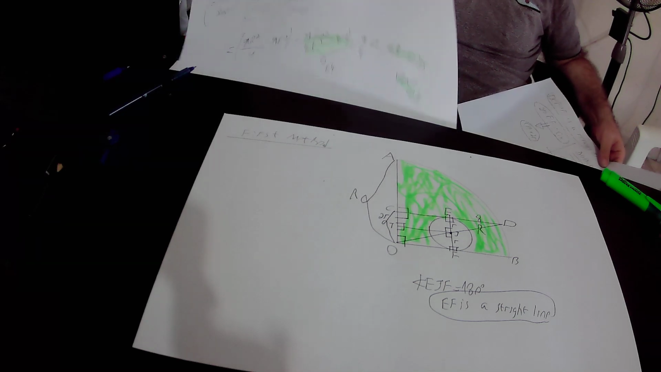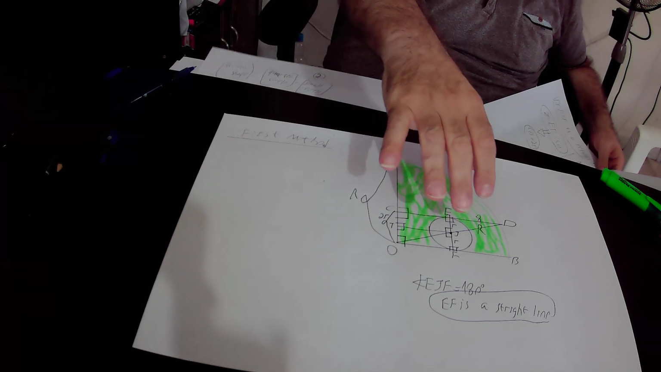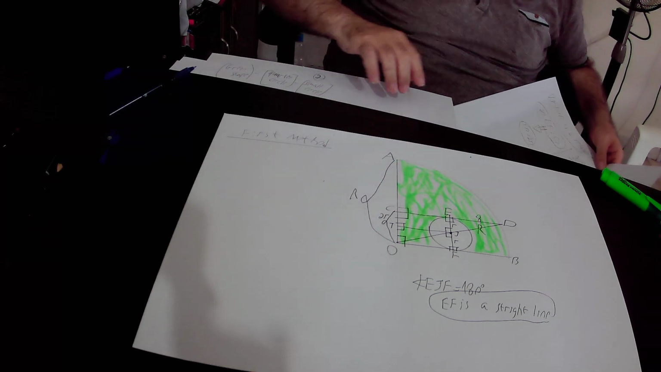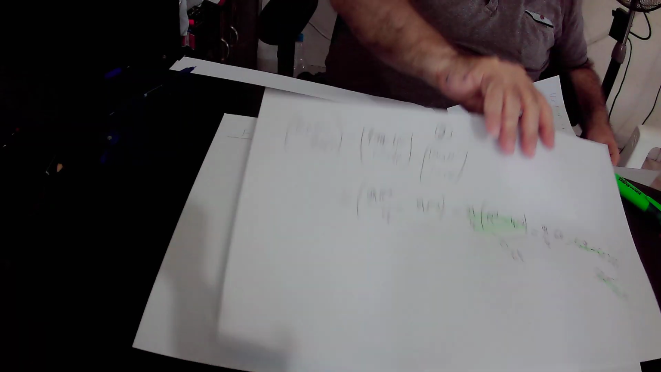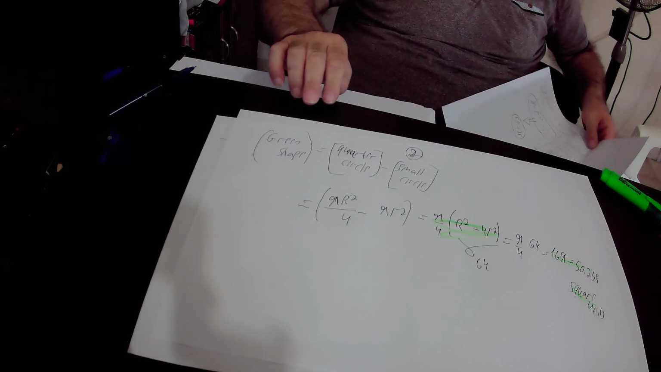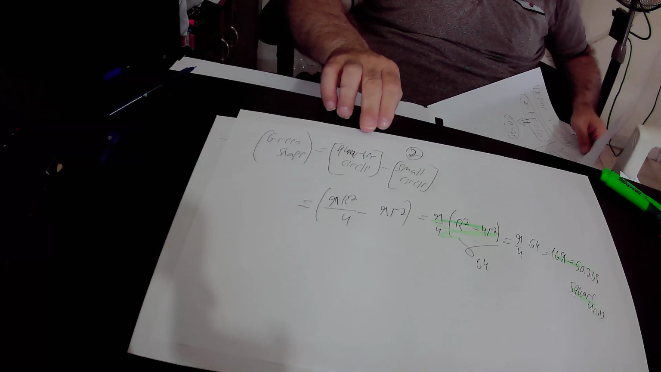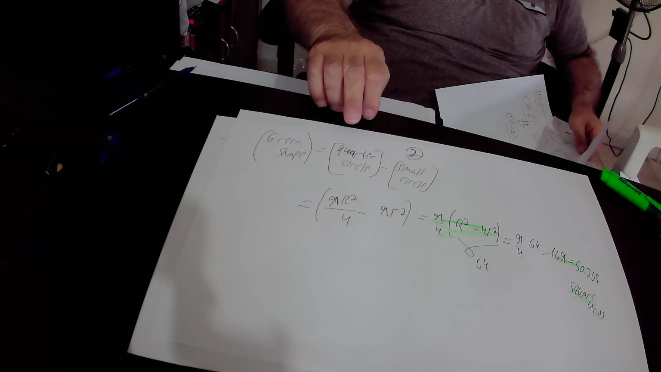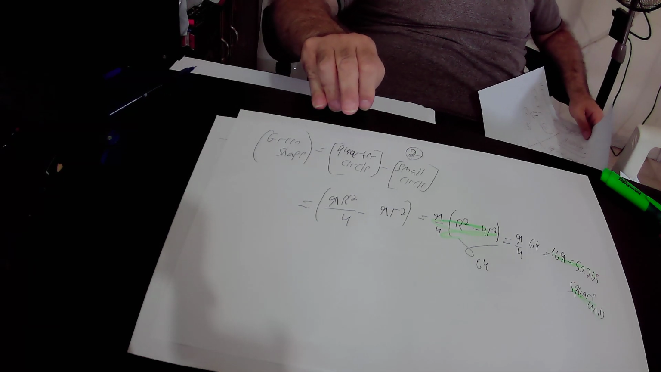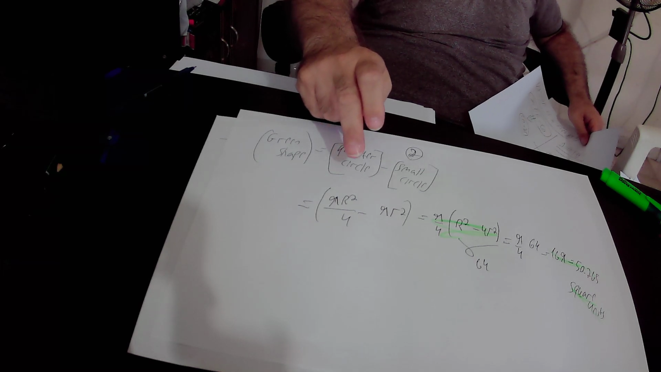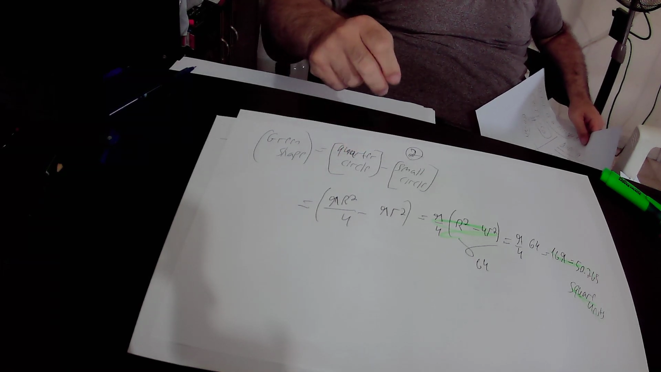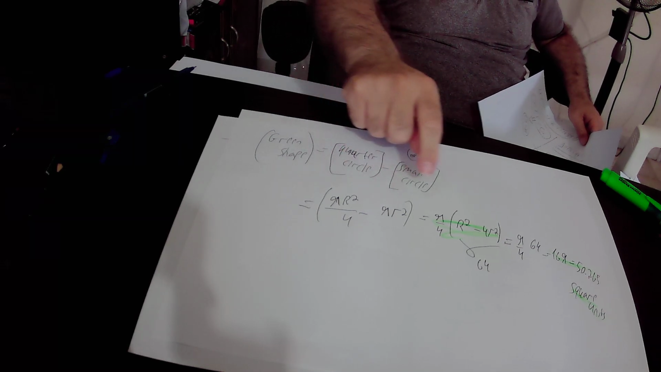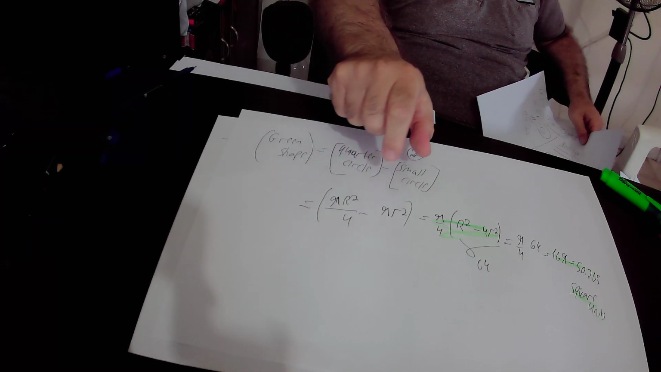Then, what is the area of the green shape? The area of the green shape equals the area of the quarter circle minus the area of the small circle. The area of the quarter circle equals pi times capital R square over 4, minus the area of the small circle, that is pi R square. Here we took pi over 4 as a common factor out of those two expressions.